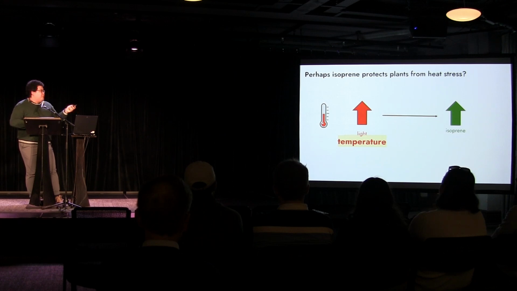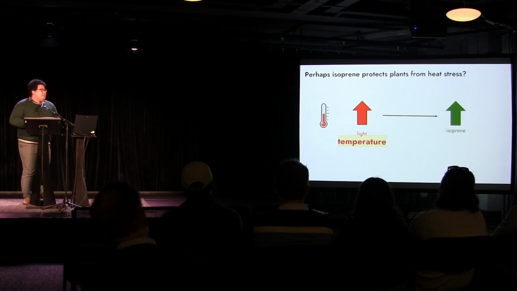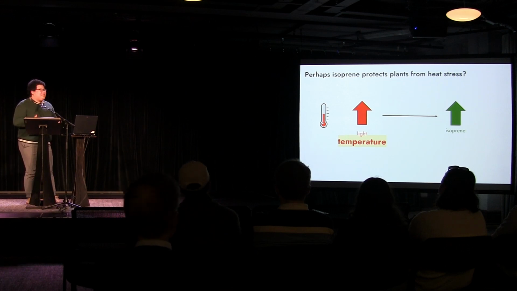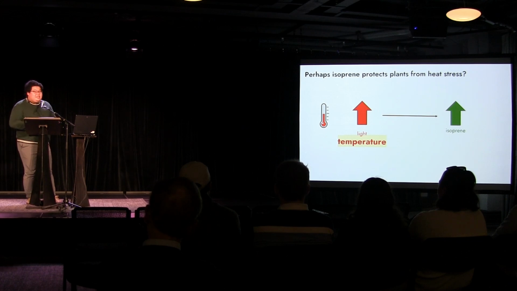The second observation is that temperatures also correlate with isoprene emissions. When we increase the temperatures, when we make the plant really hot, what happens is that isoprene emissions also increase. Think of it as the plant sweating out large amounts of isoprene on really hot days. And perhaps, since temperatures seem to cause isoprene emissions, maybe isoprene is doing something to help protect the plant from heat stress, right?